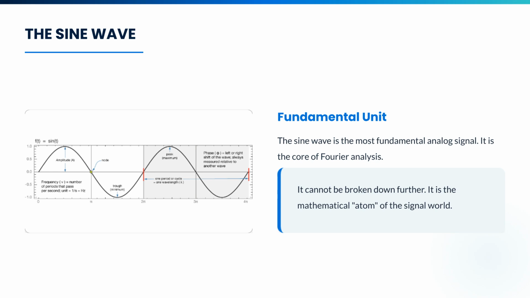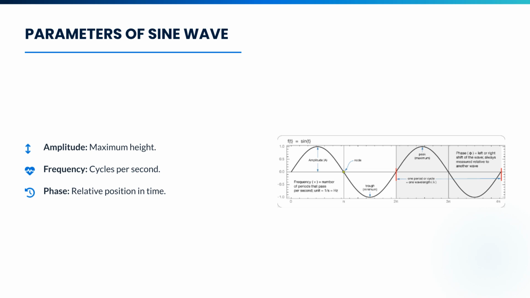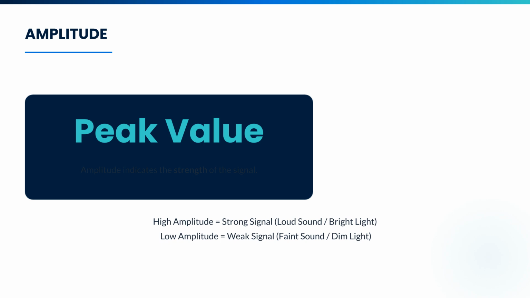The sine wave is the fundamental unit, the most basic analog signal, and the core of Fourier analysis. It cannot be broken down further, acting as the mathematical atom of the signal world. Let's explore the parameters of a sine wave. These include amplitude, which is the maximum height, frequency, measured in cycles per second, and phase, which is the relative position in time. Amplitude indicates the strength of the signal, representing the peak value.